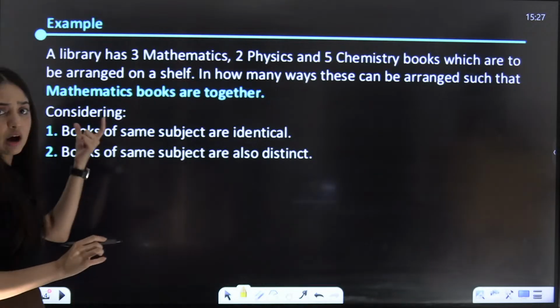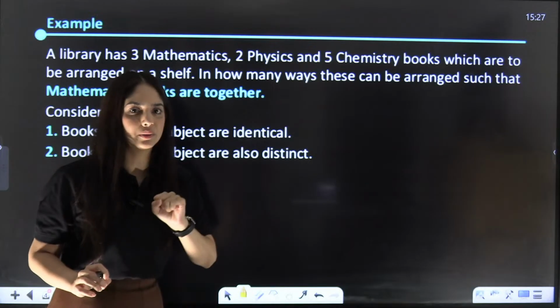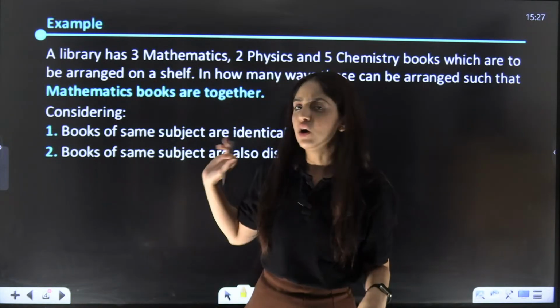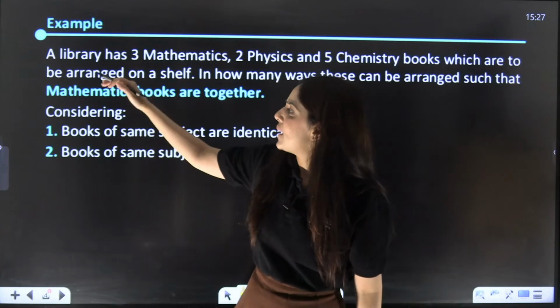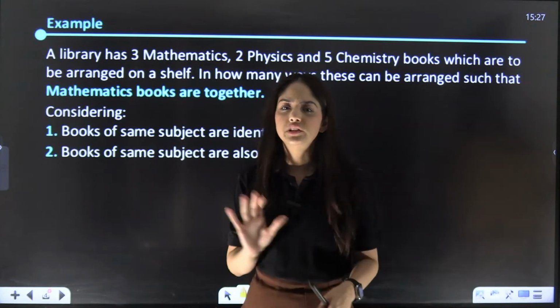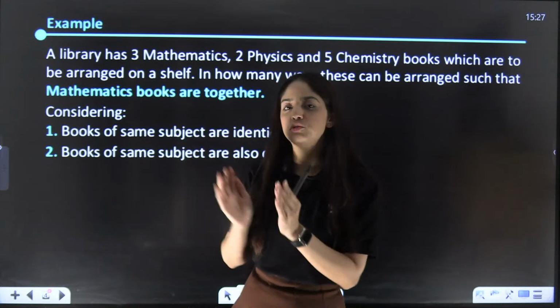Earlier, all the books of the same subject had to be together: M books together, P books together, and C books together. Now we only have the condition that the mathematics books are together. The rest can be anywhere. We just care about the mathematics books. All 3 of them should be together.